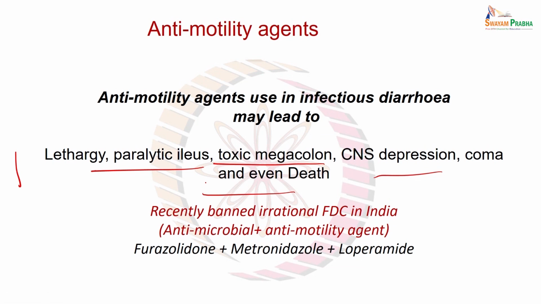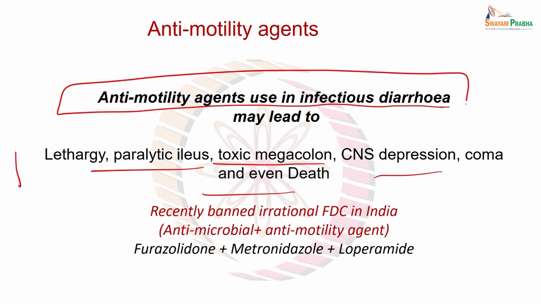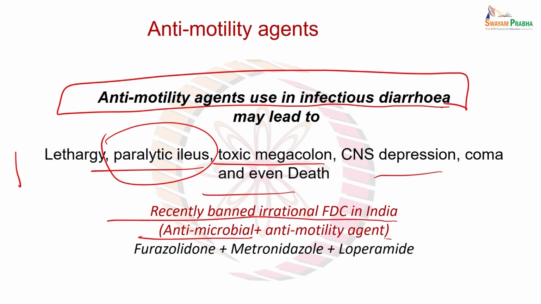Unfortunately, when there is diarrhea, you do not want to reduce the motility unnecessarily, because if it is secreting toxins, they should not be given. Use of anti-motility agents in infectious diarrhea should never be done. It is contraindicated. It may lead to paralytic ileus, it may lead to toxic megacolon, and recently banned fixed dose combinations in India are antimicrobial and anti-motility agent.